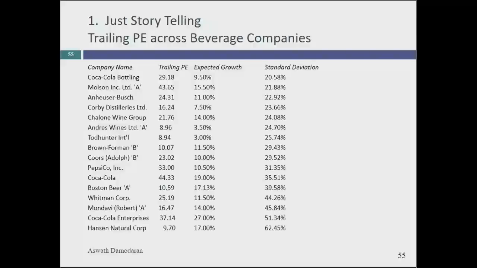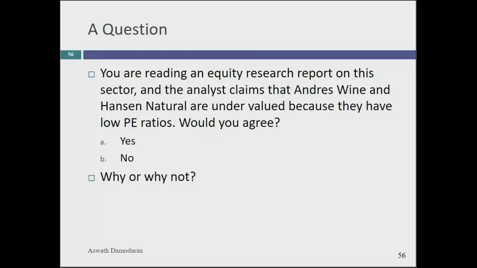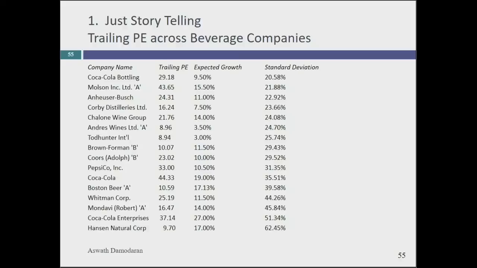Hansen Natural, of course, is the natural soda company. Why do I like them? I'm a very simplistic analyst. You see why I latched onto them? They have the lowest PE ratios. So I tell you to buy Andre Wine and Hansen Natural because they have the lowest PE ratios. So I'm going to turn back to the previous page, and I'd like you to tell me why I might have screwed up. I've actually given away the answer as part of the table.